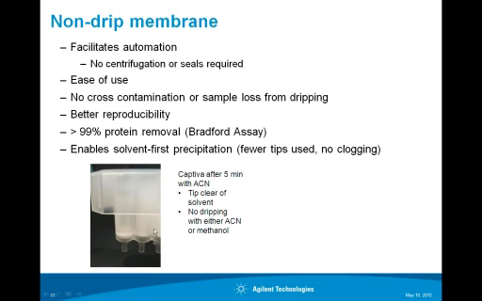The use of the 96-well or the cartridge formats for the Captiva ND and ND Lipid will facilitate automation. It's very easy to use. There's no cross-contamination or sample loss from dripping. As you can see here, there's actually acetonitrile sitting in these wells, and no amount of acetonitrile is dripping through the tip, which can be a major problem with protein precipitation plates.